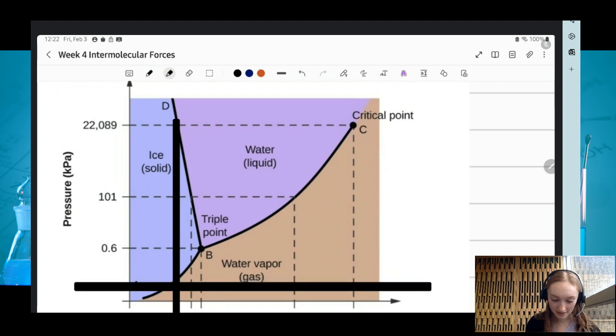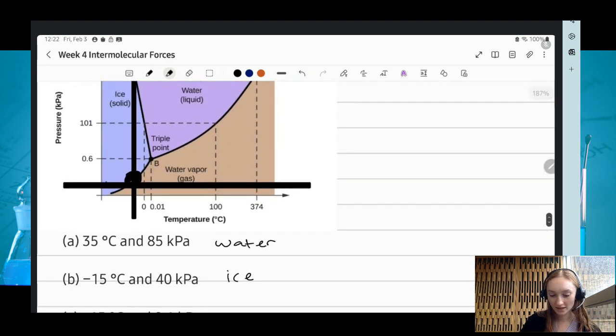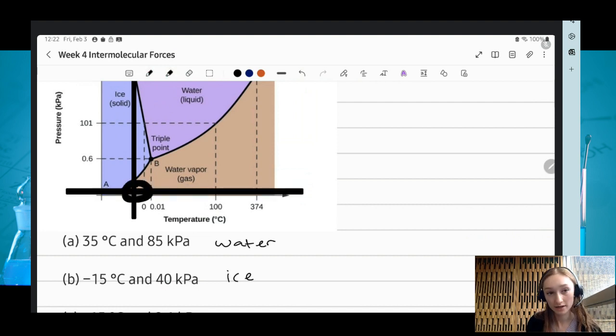I said it was ice, possibly, but it's not as clear as maybe other graphs will be when you take a test or a quiz, hopefully. So I'm going to say it's actually closer to the bottom here. I'm going to say it's a gas because it looks like it could be in the brown area instead. So I'm going to call it a gas.